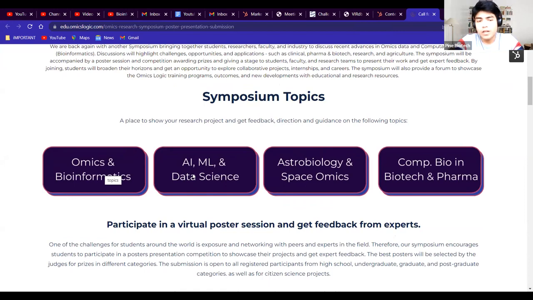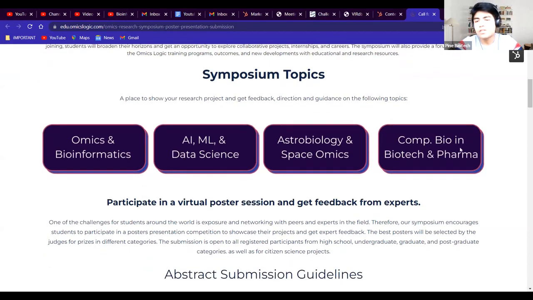If it is in the domain of AI, machine learning and data science, that is the application of data science, AI, and ML into bioinformatics and biological science. We are also interested in welcoming abstracts in the domain of astrobiology and space omics. That is a new and exciting domain because we will have a separate panel in the symposium dedicated to astrobiology and space omics, and various great speakers from the most famous organizations in space sciences and astrobiology will be coming to this symposium. So it's a great opportunity to give exposure to your research and interest in front of those experts.